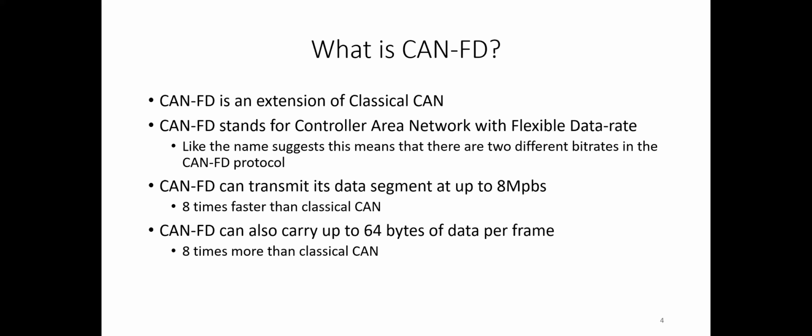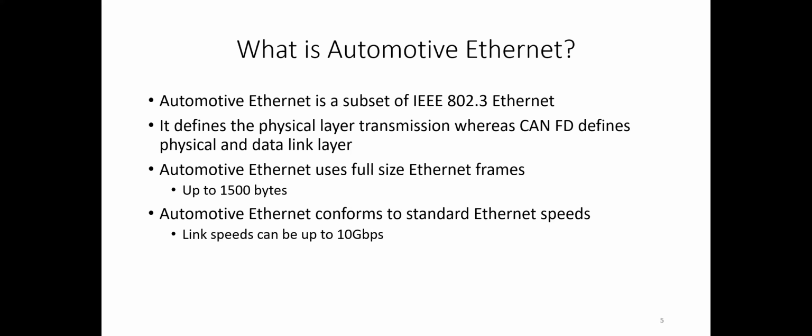Automotive Ethernet is a subset of the IEEE 802.3 Ethernet standard, which means that it specifies the physical layer, whereas CAN FD would specify physical and data link layer. Having this separation allows for programmers to have more control over everything other than how the data is physically transmitted.